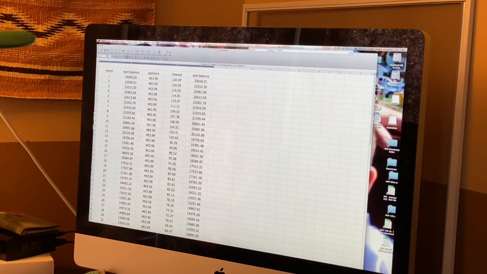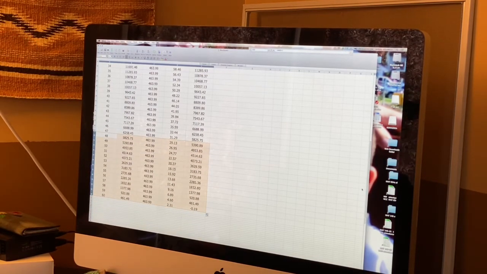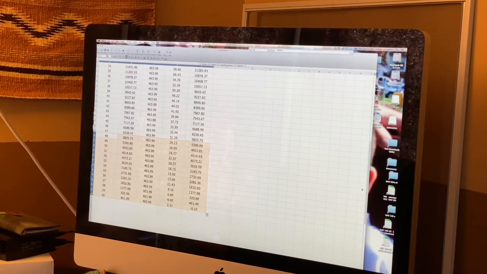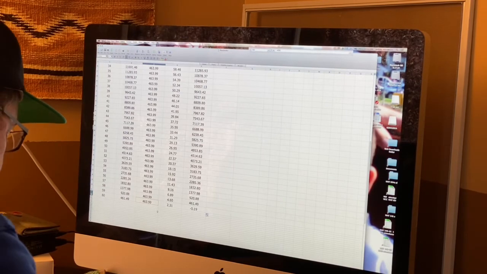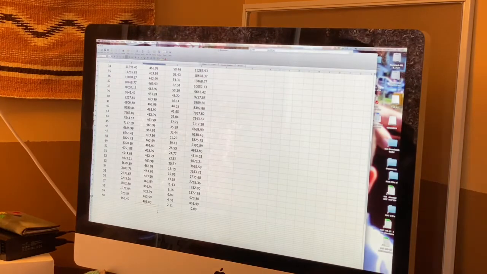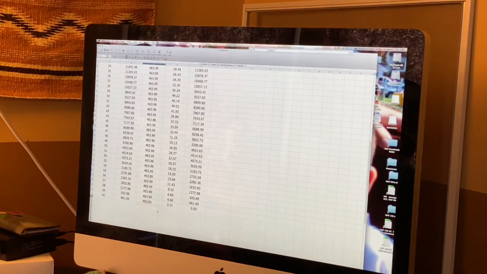And as I had said, when we went with this, we went with $463.99. And what this says is, on that last payment, if you pay me $463.99, you're going to pay me 19 cents too much. So what we're going to do is we'll adjust the last payment to be $463.80. Remember, that's 19 cents. Because over 60 payments, we paid 19 cents too much.